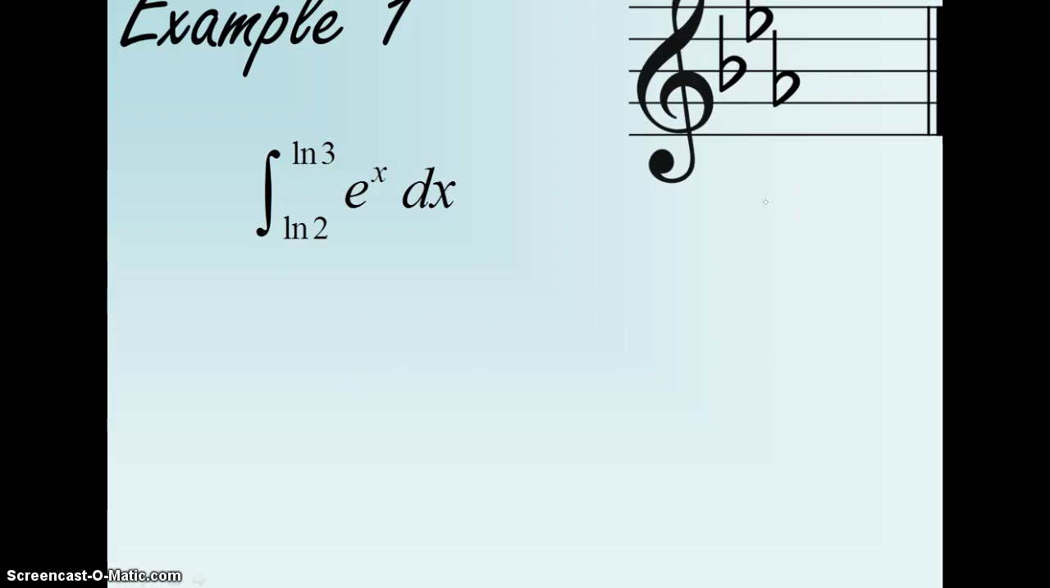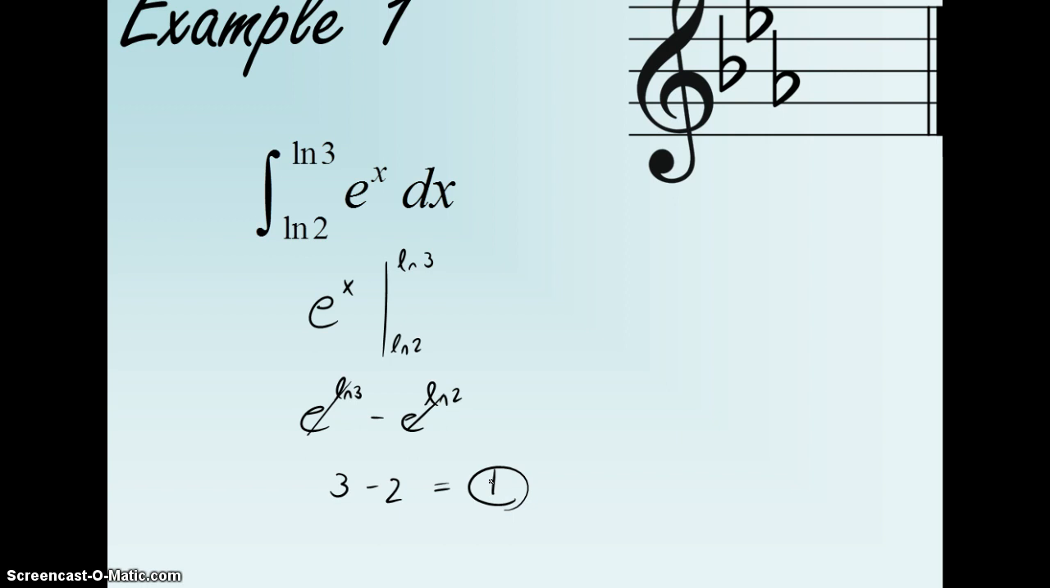Alright, so here we get to try it. My integral from ln of 2 up to ln of 3 of e to the x. So that's going to be e to the x, evaluated from ln of 2 to ln of 3, which is e to the ln of 3 minus e to the ln of 2. Remember my log tricks. e to the ln just cancels each other, so that's just 3. These cancel each other, and that's just 2, and my final answer is just 1. So the area under e to the x between these two stops is just 1.